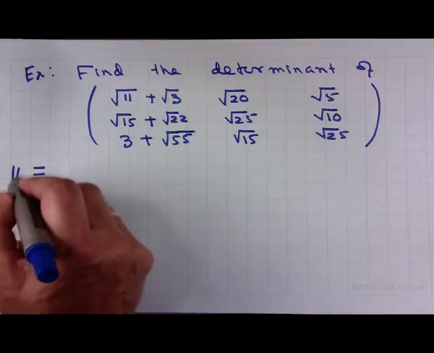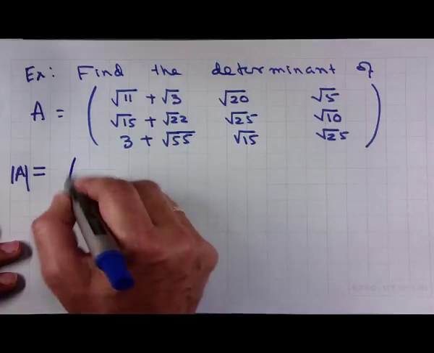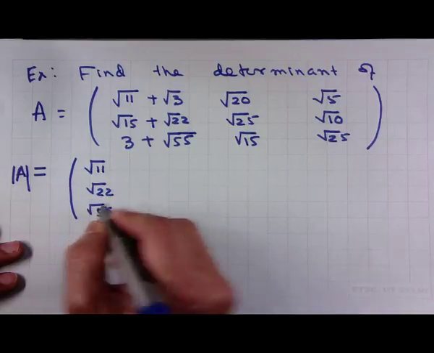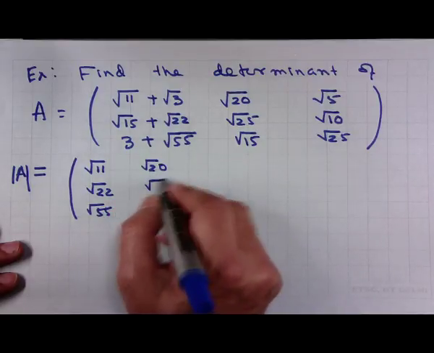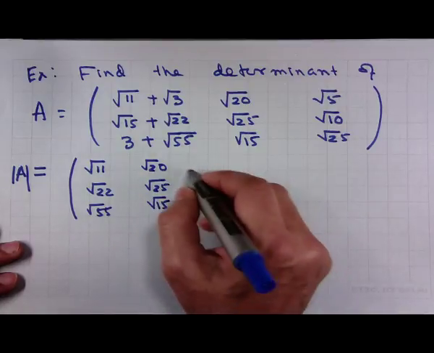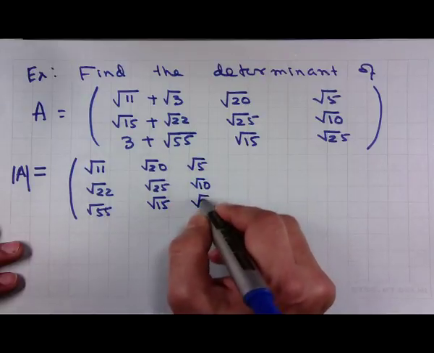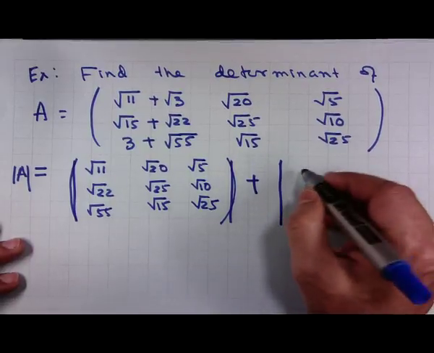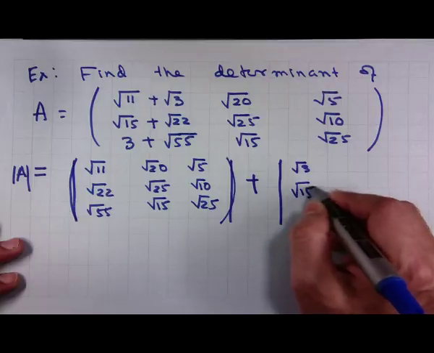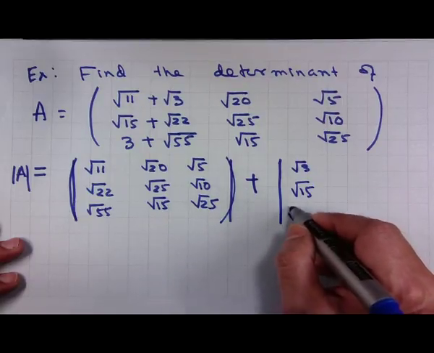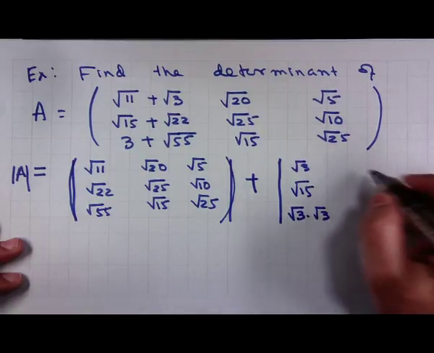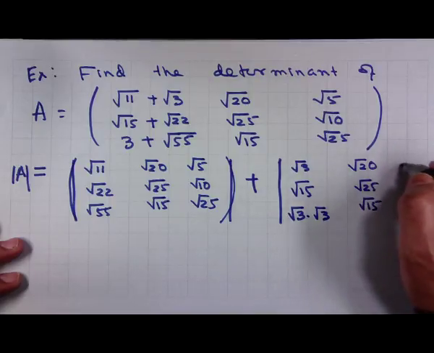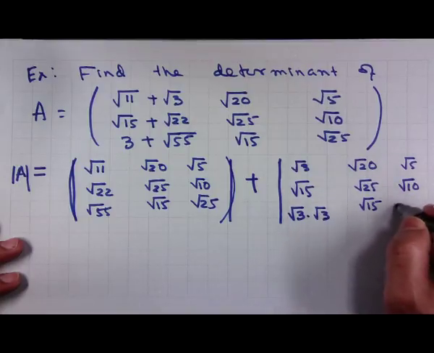So, let me write it as determinant of A is equal to the determinant of the first matrix, root 11, root 22, root 55, remaining things are the same, root 20, root 25, root 15, root 5, root 10, root 25, plus the determinant of root 3, root 15 and 3, which we write as root 3 times root 3, root 20, root 25, root 15 and root 5, root 10 and root 25.